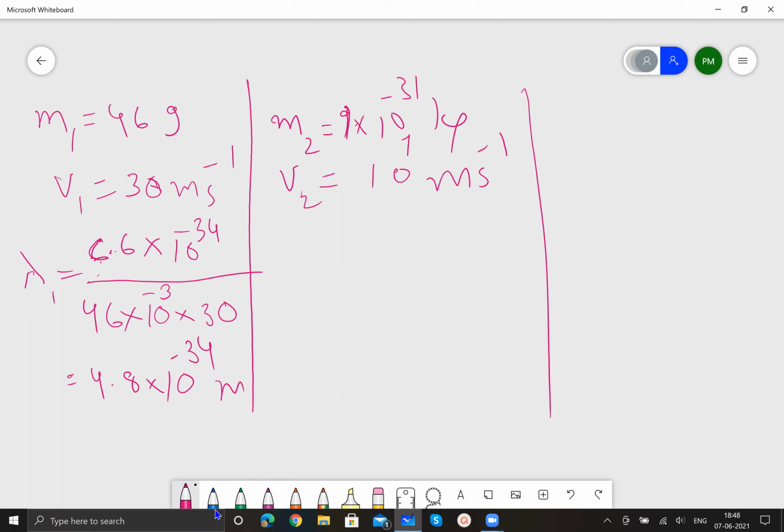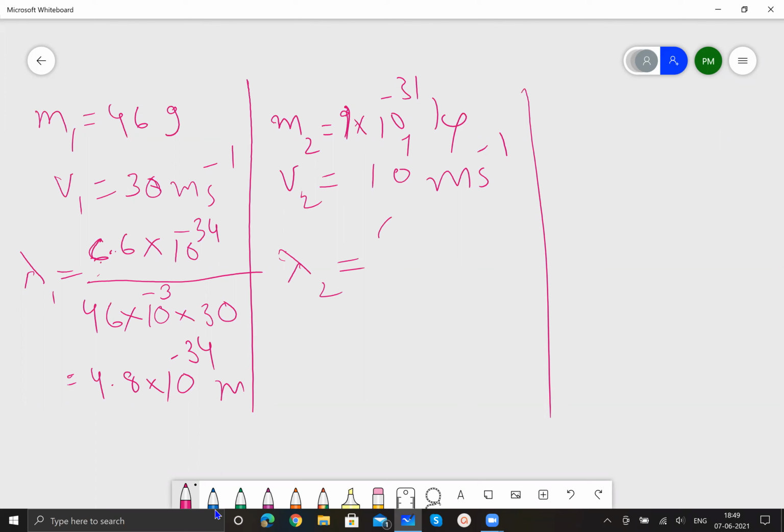Simple. 6.6 by 3 into 46, that is 138. Correct? You take the 10 to the power of minus 3 to that side. So it is 6,600 by 138. So nearly you will be getting 4.8 into 10 to the power of minus 34. This is the logic of simplification. Even simplification should be done as fast as possible, with accuracy, of course.